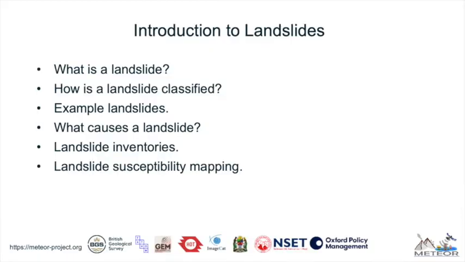In this introduction to landslides, I'm going to cover what is a landslide, how a landslide is classified, covering different classification schemes. I'm going to give a few examples of landslides, moving on to what causes landslides, and then how landslides can be captured in landslide inventories, and then how these landslide inventories can be used to produce landslide susceptibility maps, and the different techniques that can be used, and the considerations before choosing your technique.